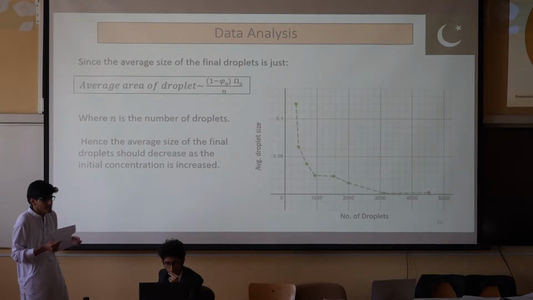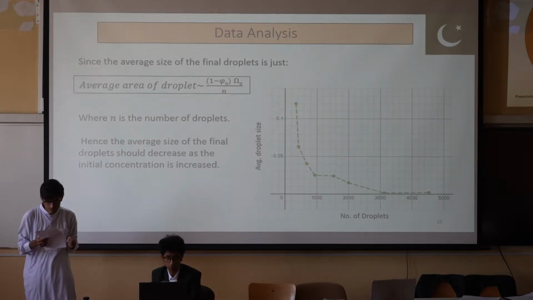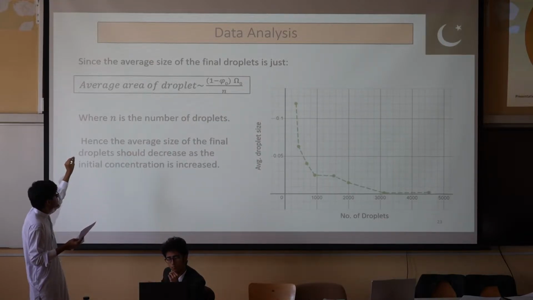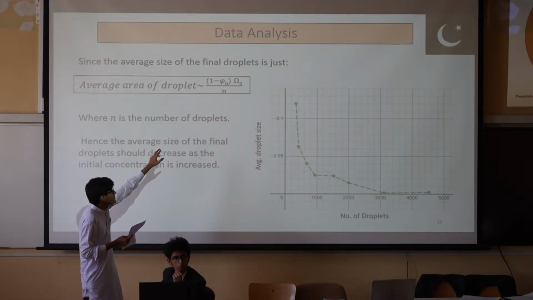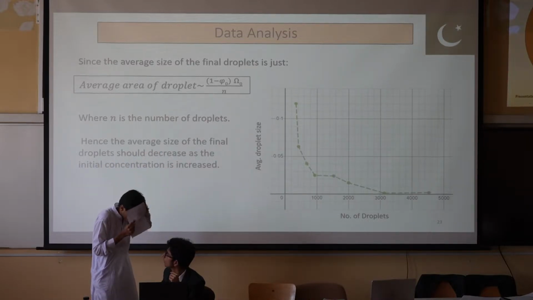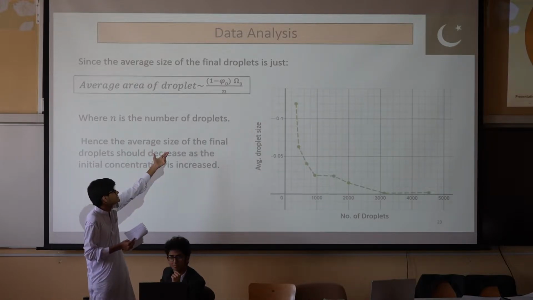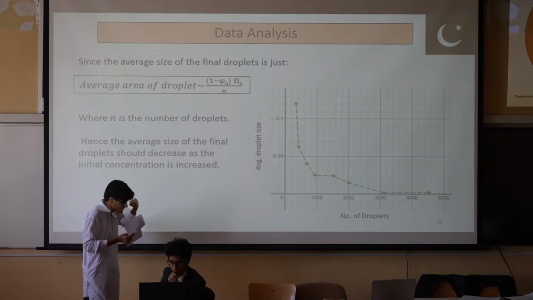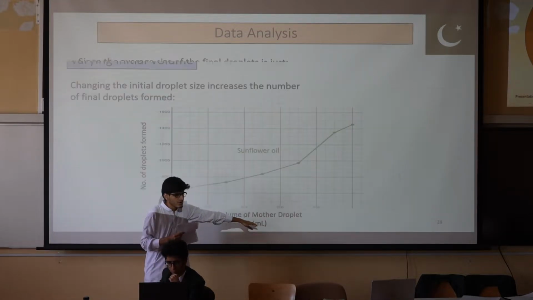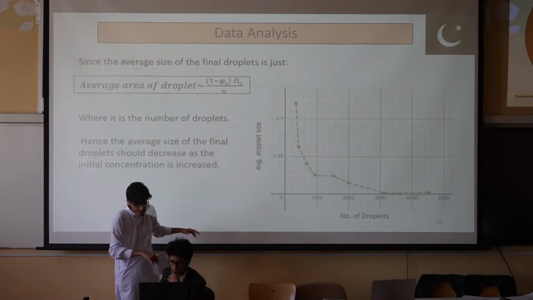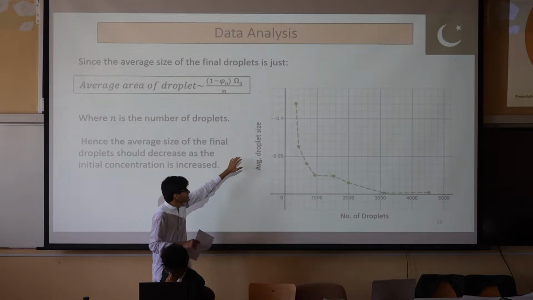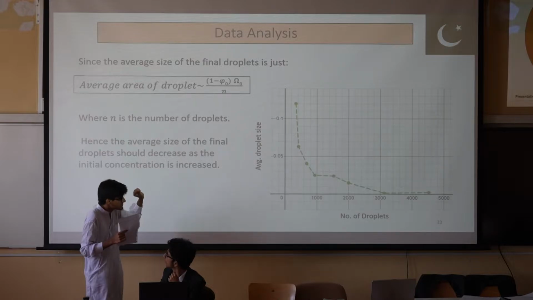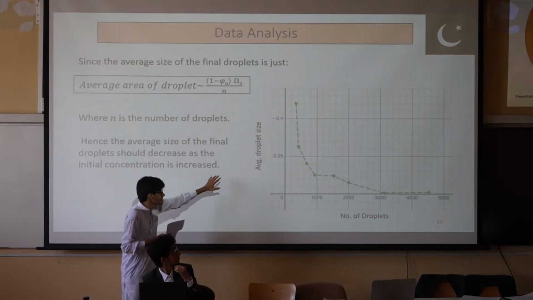Okay, the next thing that the problem statement told us to find out was the size of the final droplets. The average area of the final droplets is the concentration of water multiplied by the initial volume over the number of total droplets. Hence we plotted the average droplet size over the number of droplets that were actually there, and found that whenever the number of droplets increases, the average droplet size decreases.